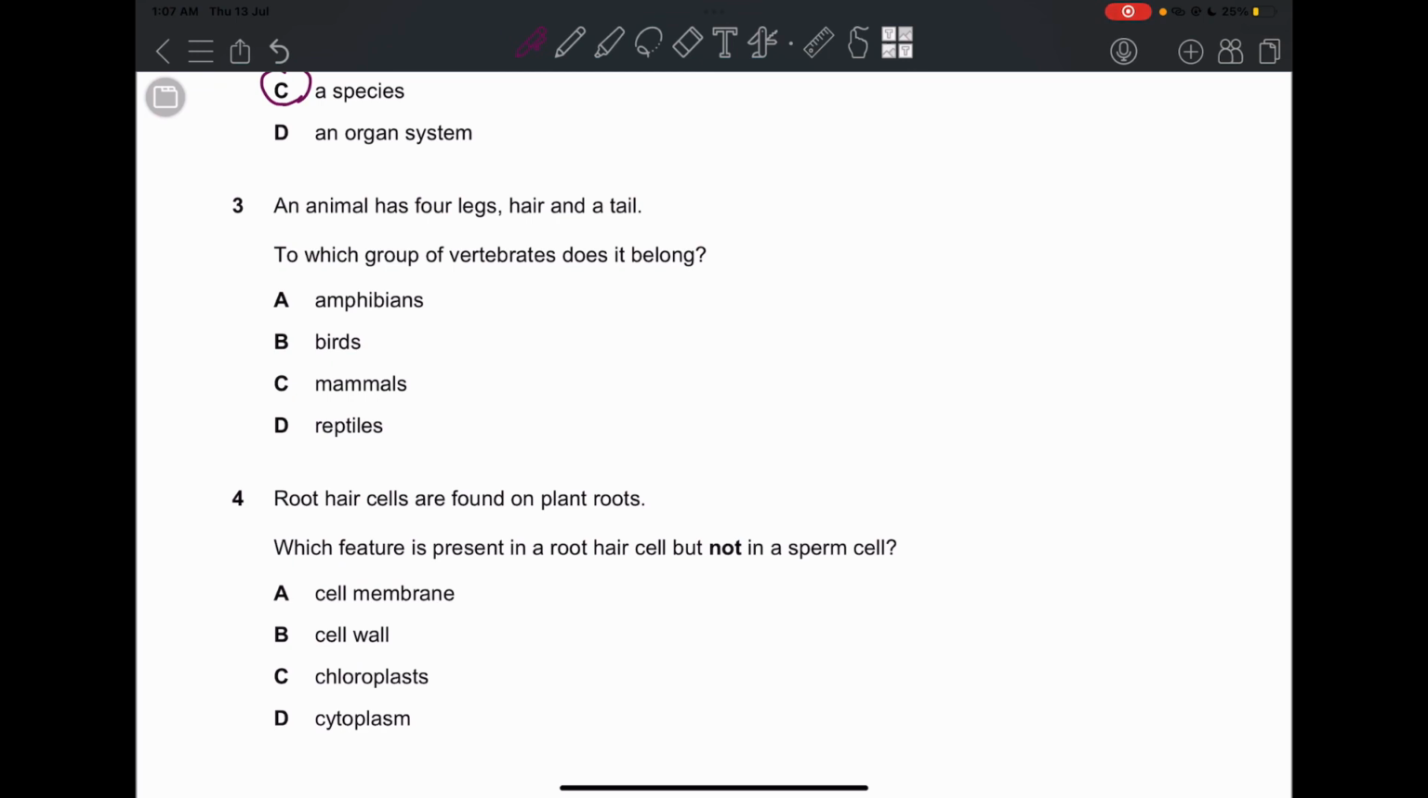Question number 3, an animal has 4 legs, hair, and a tail. To which group of vertebrates does it belong? Now over here they have said that they have hair, so a hair indicates automatically that it is a mammal. So our answer is going to be C.